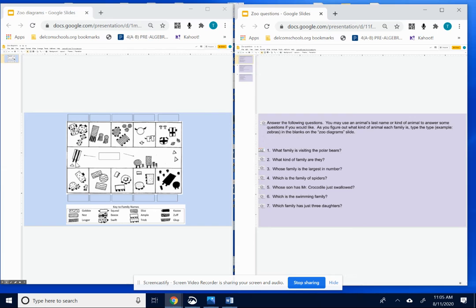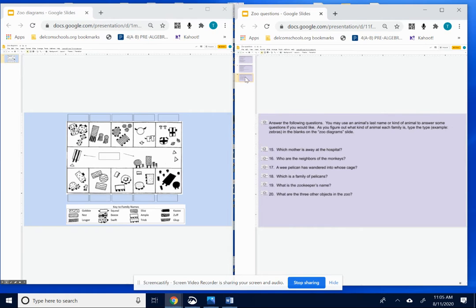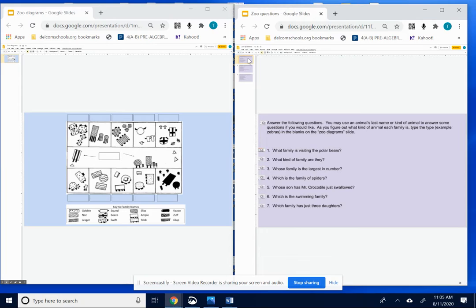Notice on the left side, the way I have it set up is the diagram. And on the right side, there's 3 sets of questions. Looks like 20 questions altogether. Your goal. You have 2 goals. On the left, you want to type in the type of animal every section is.